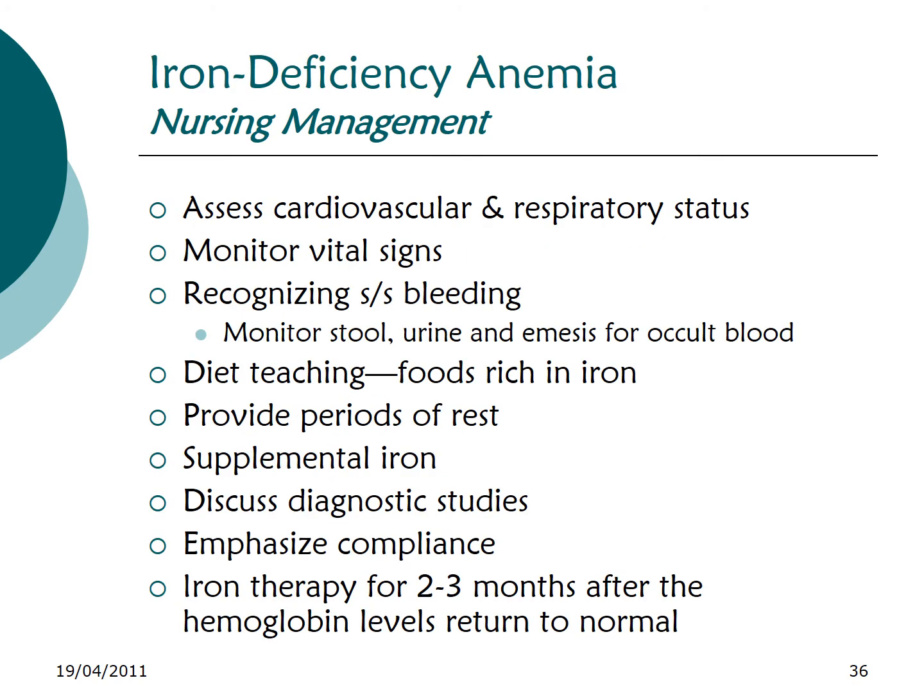Assess the cardiovascular and respiratory system. Monitor the vital signs, recognize any signs of bleeding. So stool, because they could be losing blood because of bleeding, right? So the stool, make sure that it is not occult, it's not bright red. The urine, monitor the emesis. Teach them the foods that are high in iron, like organ meats.